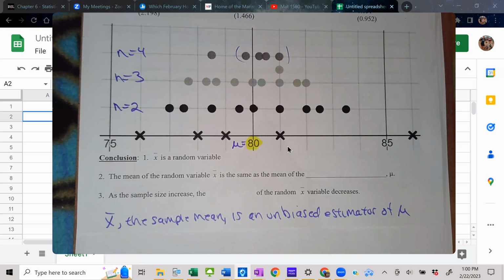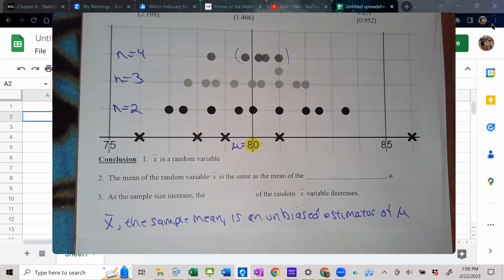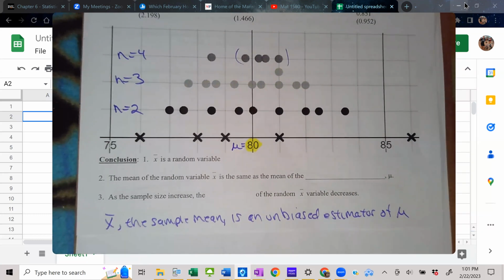Can I ask a question really quick? Yeah, please do. I guess I'm having trouble understanding the purpose of why we're doing this. Why are we using these different sample means? What is the difference between just finding the mean and doing what we're doing here? Great question. Let me go back to this here.